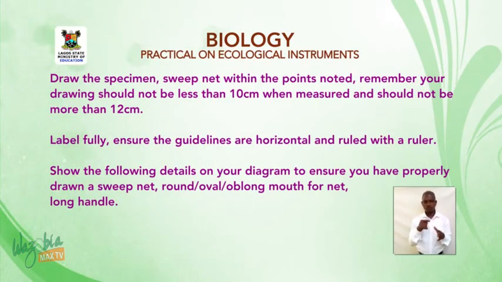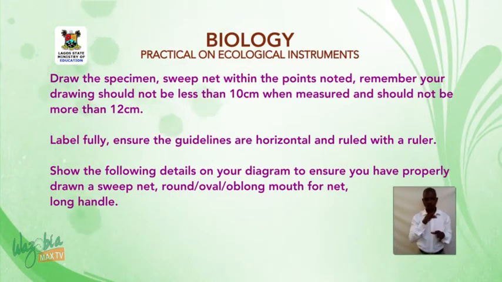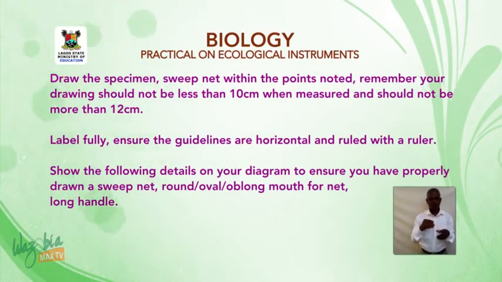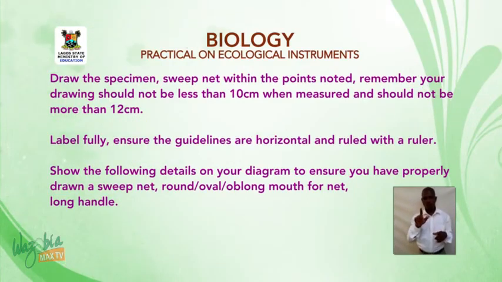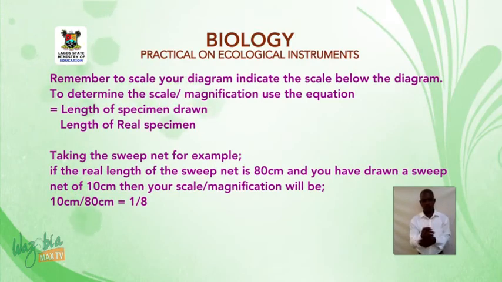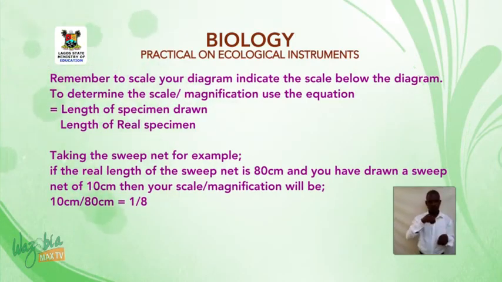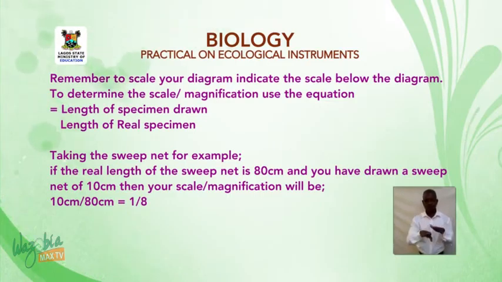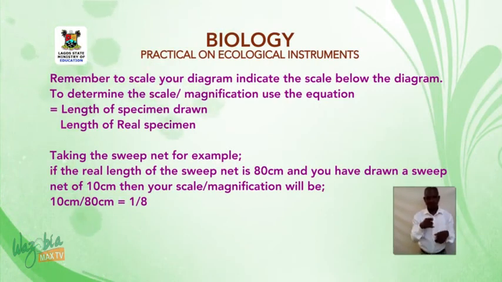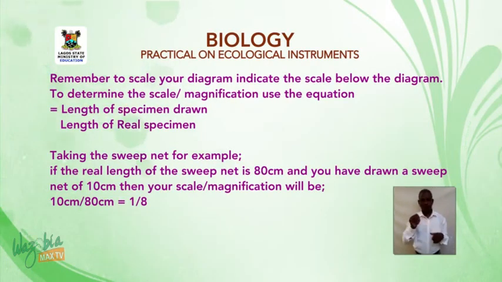Show the following details on your diagram to ensure you have properly drawn a sweep net. Round or oval or oblong mouth for net. Long handle. Remember to scale your diagram. Indicate the scale below the diagram to determine the scale or magnification.